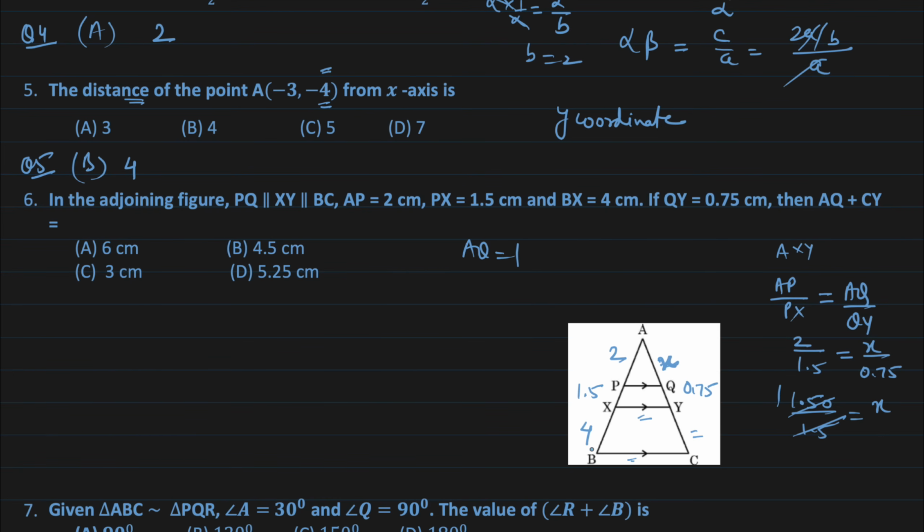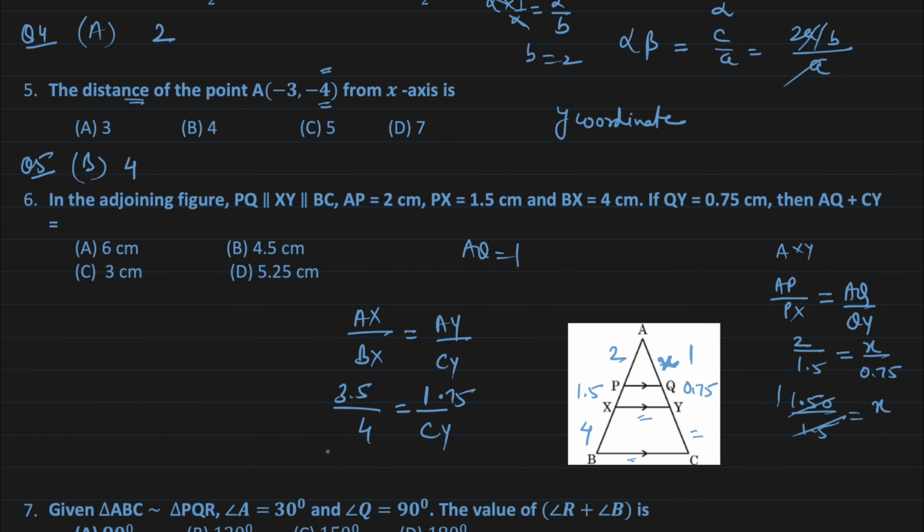Either you do AX by BX, right? So AX by BX equals AY by CY, right? So AX is 2 plus 1.5, that's how much? 3.5 by 4 equals x is 1. Okay, we got AY, sorry, 1.75 it will become, because this is 1 plus 0.75.